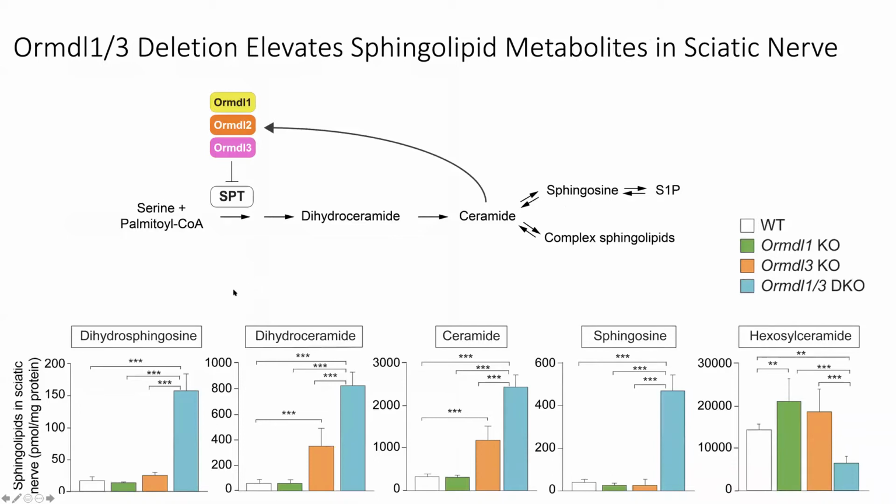Analysis of the sphingolipids in the sciatic nerves showed a very elevated amount of sphingolipid metabolites, precursors, in the 1-3 double knockout mouse in the blue. And paradoxically, there was a lower level of the final product, hexosylceramide. So our interpretation here is that without the 1-3 ORMs, that releases the brake from the SPT, which allows it to produce large amounts of precursors that overwhelm the capacity of the final enzymes to produce the hexosylceramide products. The lower level, we believe, is due to the fact that a lot of the Schwann cells are dying. You know, there's a lower number of myelinated axons in those figures.